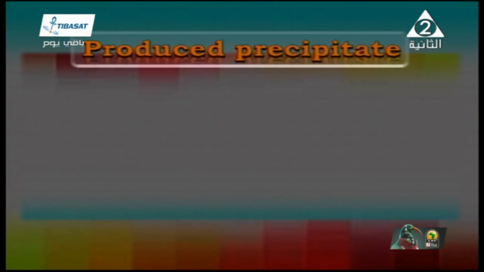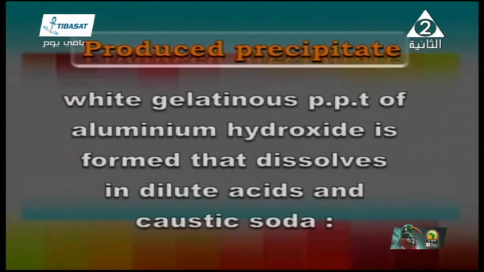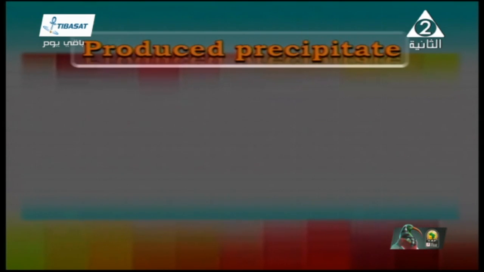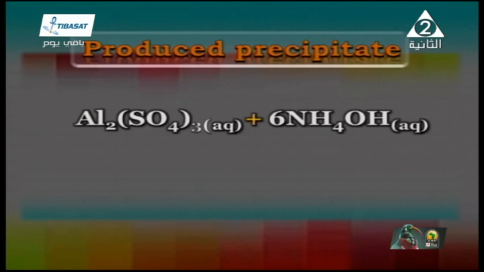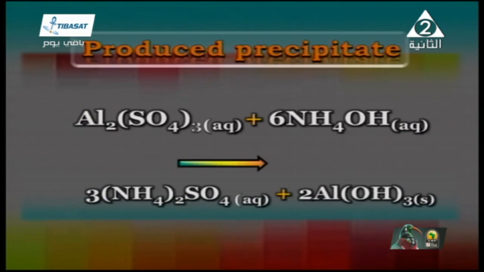So, my dear student, the produced precipitate is a white gelatinous precipitate of aluminium hydroxide, which dissolves in dilute acids and caustic soda, which is sodium hydroxide. As the equation proceeds on the screen, if you bring aluminium sulfate or aluminium chloride, any salt containing the aluminium ion, plus ammonia solution, which is ammonium hydroxide, it gives ammonium sulfate soluble in water and a white gelatinous precipitate of aluminium hydroxide, as shown on the screen.